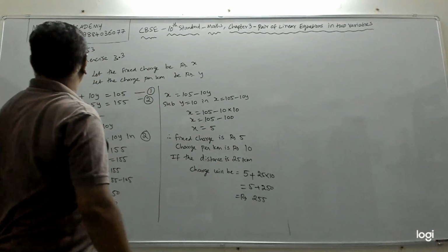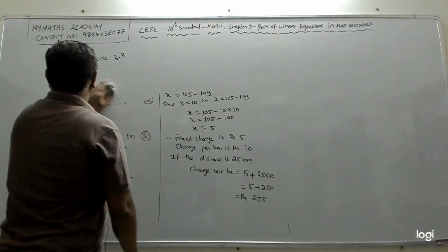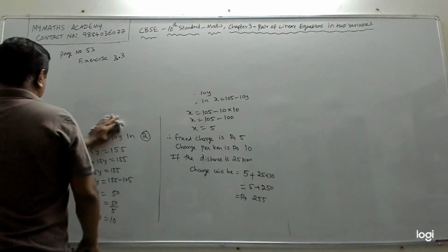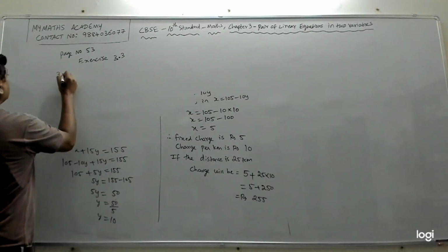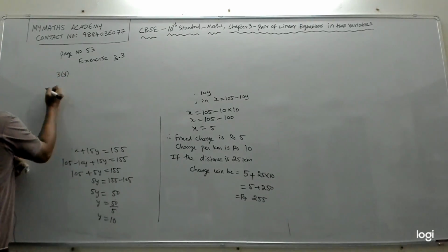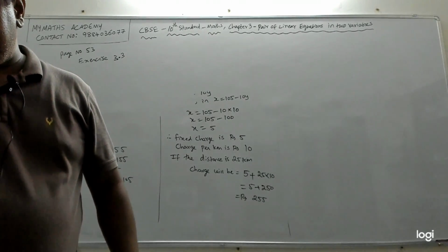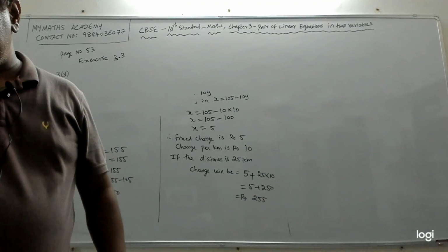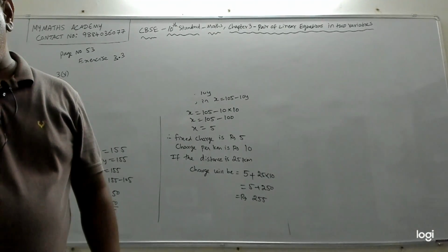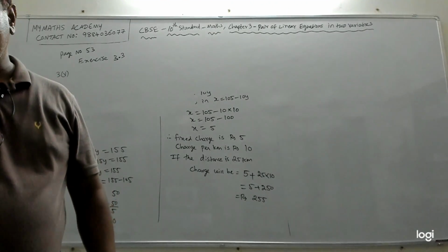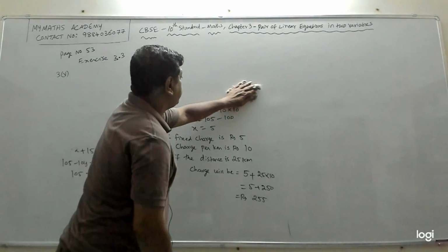In the fifth problem, what is the question? It says a fraction becomes 9 by 11 if 2 is added to both numerator and denominator. If 3 is added to both numerator and denominator, it becomes 5 by 6. Find the fraction. So we need to find a fraction, which means we have to find the numerator and denominator.